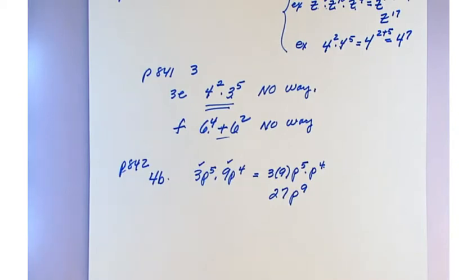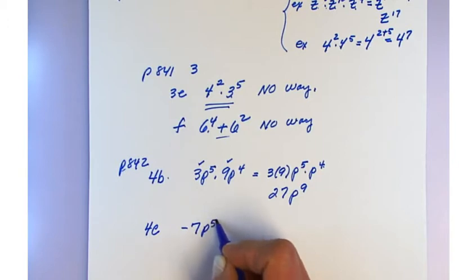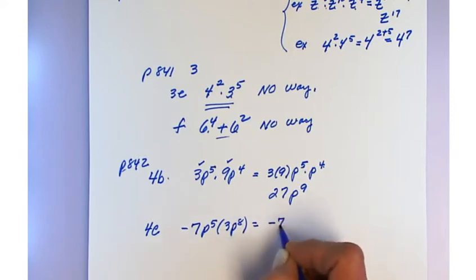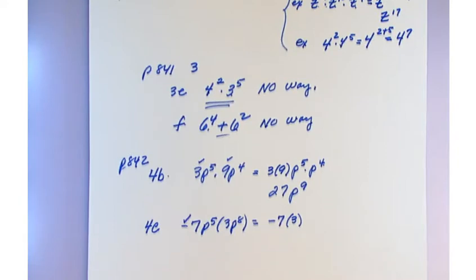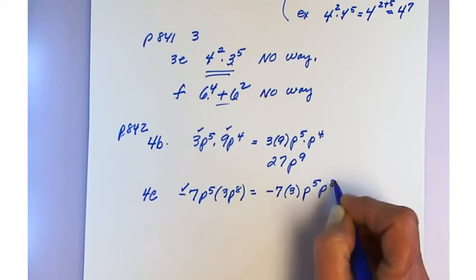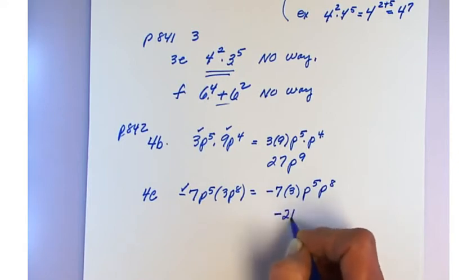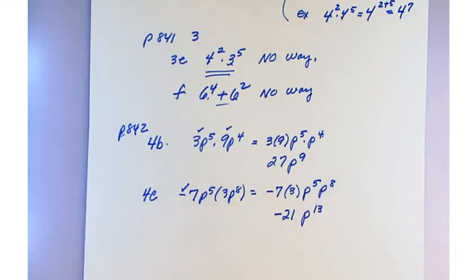And let's look at C, 4c minus 7p to the 5 times 3p to the 8. I'm going to repeat what I just did. I'm going to multiply the coefficients. The only difference here is that my one coefficient is negative. And then we have p to the 5, and we have p to the 8. So remember, when you're multiplying unlike signs, you get a negative. So we have minus 21. I'm going to add the exponents, and I get p to the 13th power.